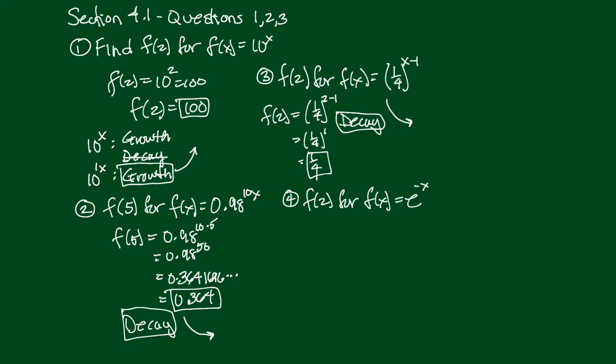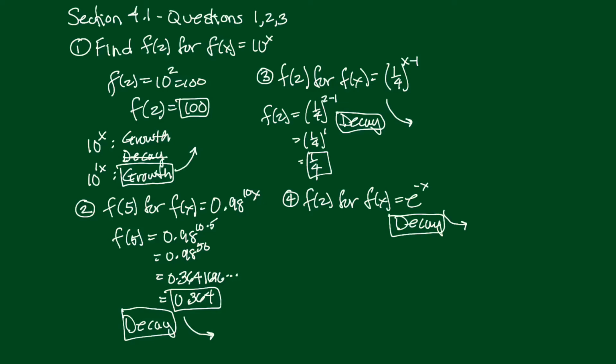Number 4, we're going to find f of 2 for this function. Now, just as I look at this, I see that this base is bigger than 1, so I'm thinking growth, but then I see that the coefficient of the exponent is negative, so now I'm thinking negative growth. Well, negative growth, that's the opposite of growth, that's decay. So I can see right away this function is going to be a decay function, looking like this.